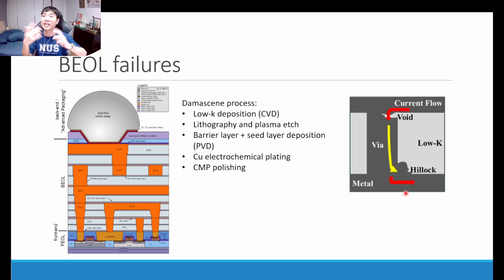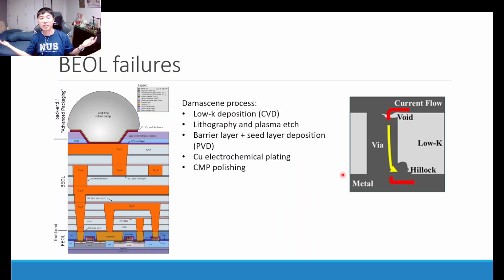Okay, so in addition to failures as well as non-idealities that can occur in the transistor at the device level, in the back end of line, so all your interconnects, there can also be failures that occur, and it is very important to catch these failures in semiconductor fabrication. So I would like to first do a recap on how these interconnects are usually fabricated in the modern era of copper interconnects.